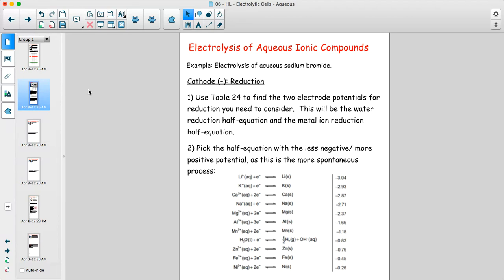So it's probably easiest to understand how to approach these when you're looking at an example. So if we were doing the electrolysis of aqueous sodium bromide, so sodium bromide NaBr, and both of those ions are just simple 1 plus and 1 minus, so Na plus and Br minus.